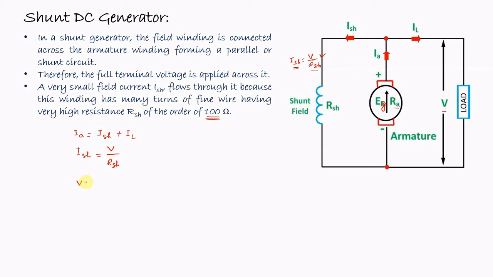The voltage across the load can be represented as generated EMF minus losses in the armature winding. Because the load is connected across the armature winding, the voltage across the load will be Eg minus Ia into Ra. The power developed in the armature is again the same, that is generated EMF into armature current, and similarly the output power is voltage into load current. So these are the relations of the current, voltage, and power in case of shunt generator.